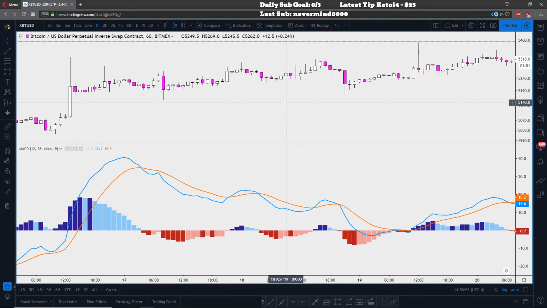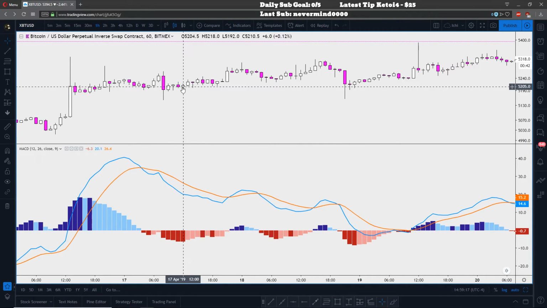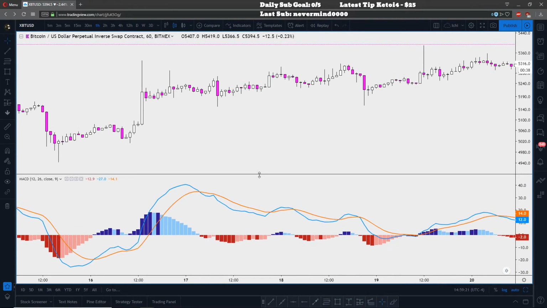So don't pay too much attention to the crosses on the MACD. The crosses are more of a warning. So think of the crosses as overbought, oversold. The same mentality. When it crosses down, that's basically telling you that it's trying to enter a bear trend here. So look for bearish reversal signals.